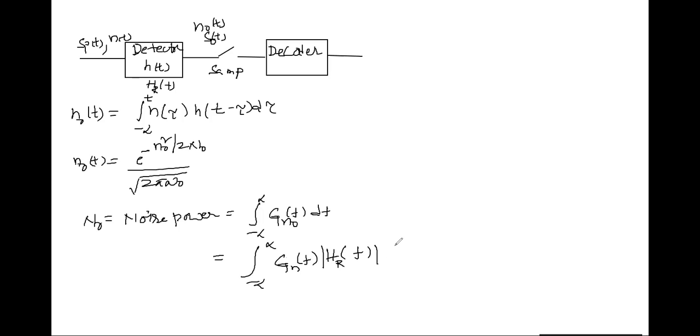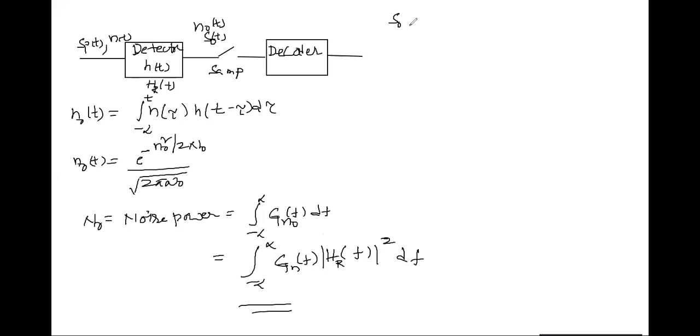Okay, we can write this as, isn't it? So the noise power is equal to the integral of the output noise power spectral density, and the output noise power spectral density can be written in terms of the input noise power spectral density by using the transfer function of the detector. Okay.